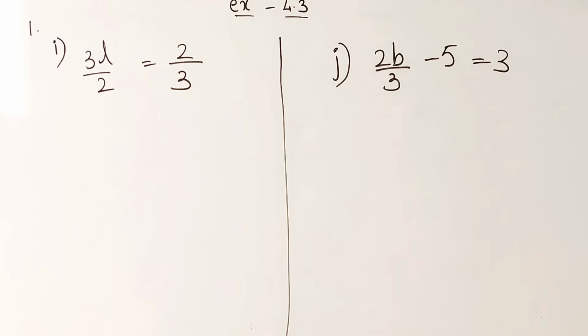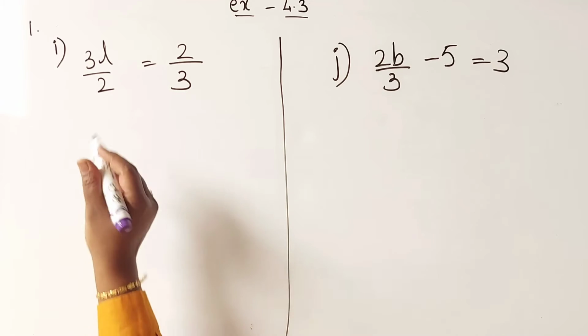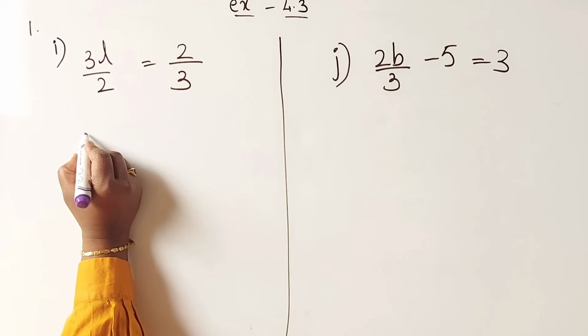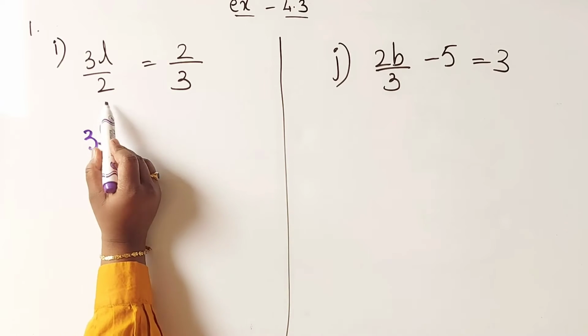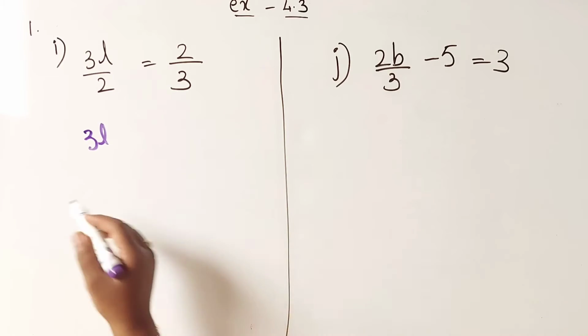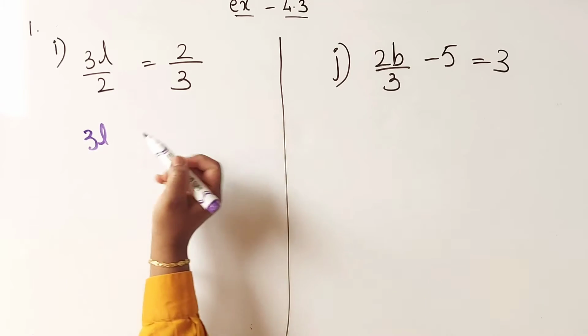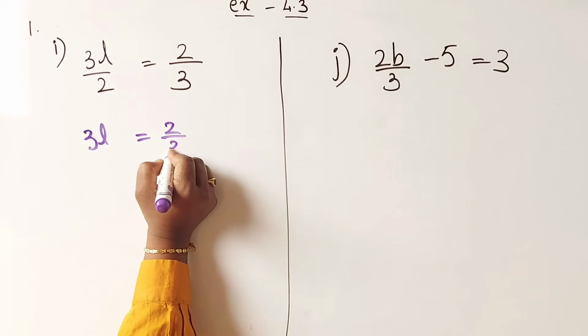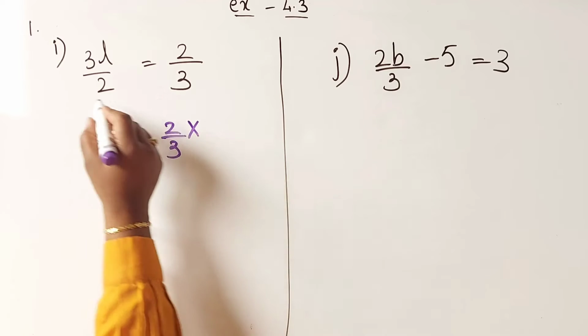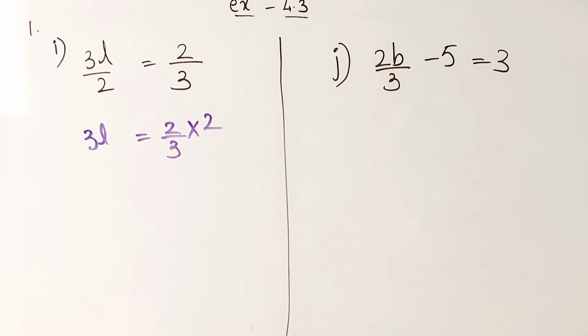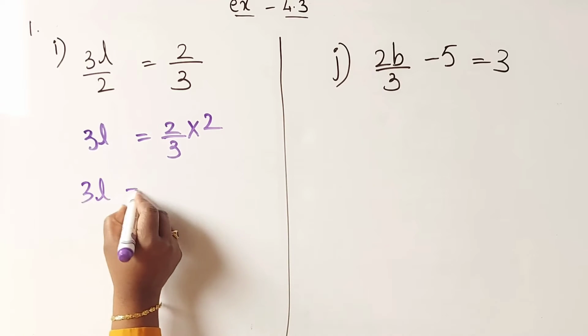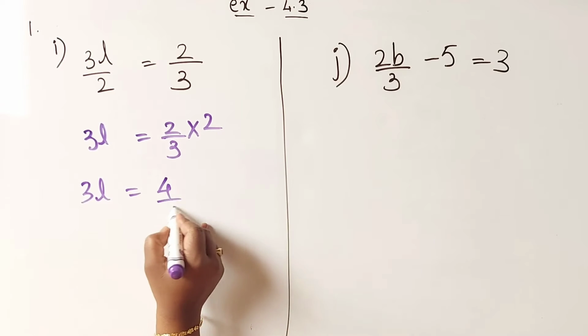Question I, 3l by 2 equal to 2 by 3, children. Here we have to find out the L value. So keep this 3l here. Now we are sending 2 to the right hand side. We'll do step by step. Here 2 is dividing. When you are sending to the right hand side, it will multiply. Here already 2 by 3 is there, so multiplying 2. Right, children? So 3l equal to 2 into 2, 4 by 3.